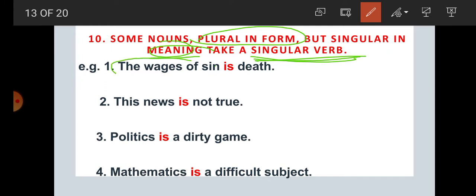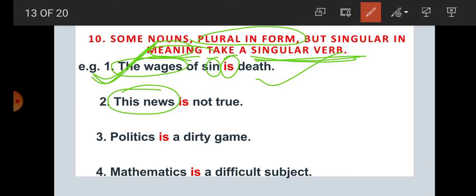Here, student, noun plus of plus noun. So here the main subject is the first noun, and the verb agrees with the first noun. So what is the first noun? Wages. Wages in form is plural, but it takes a singular verb, that's why is is correct. Next one, news. This news in form is plural, but it takes a singular verb. Politics, in form it is plural, with s at the end, but it takes a singular verb, that is.